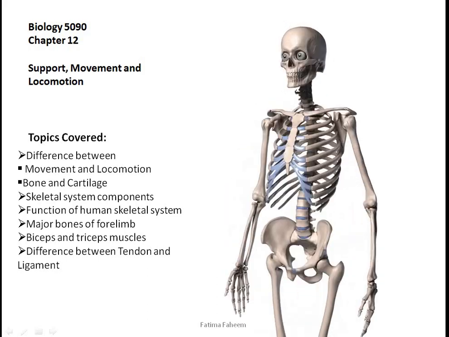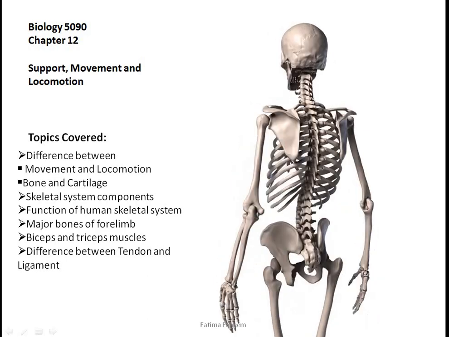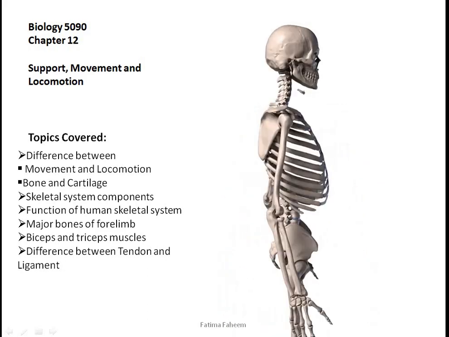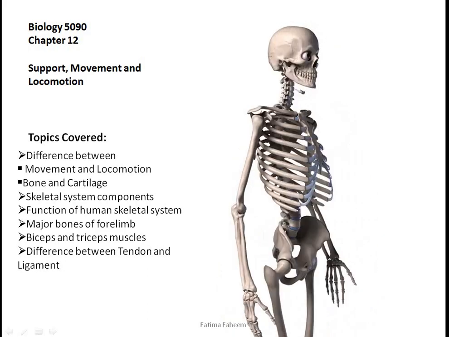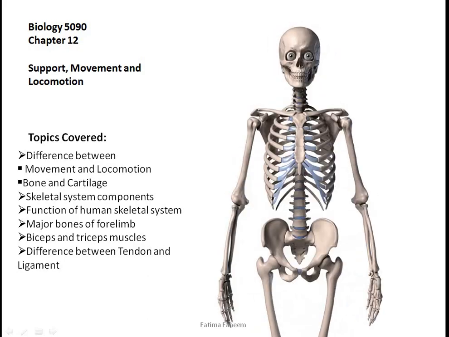Then we'll see some major bones of forelimb or forearm. I will tell you a brief description on biceps and triceps muscles. And in the end, we will see some differences between tendon and ligament, both of which are connective tissues.